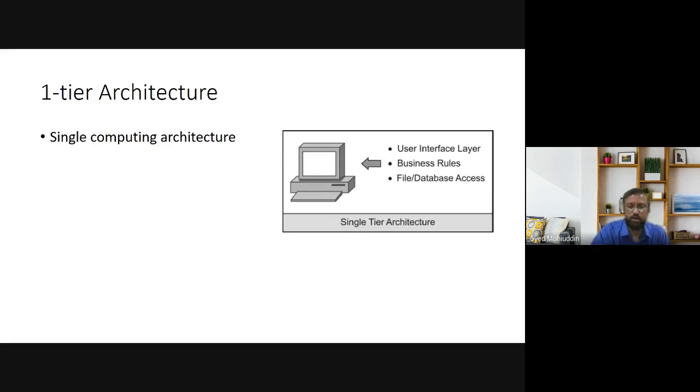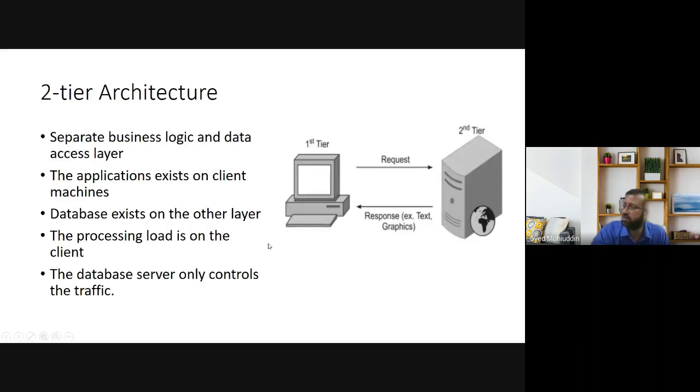Now, next we have the two-tier architecture. In this architecture, the first tier is a client, and the second tier is the server. So there is a network involved: a client sends a request and a response from the server is returned back. This is known as the two-tier architecture. The first tier is the client and the second tier is the server.